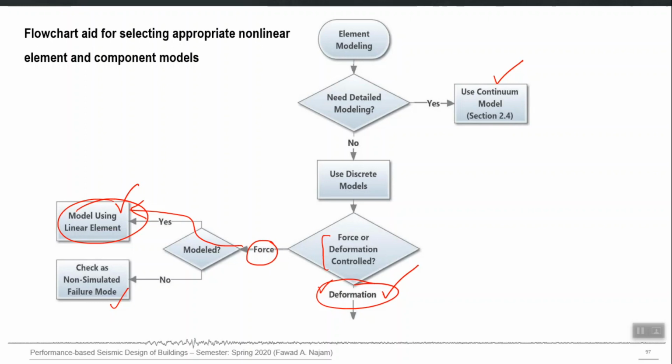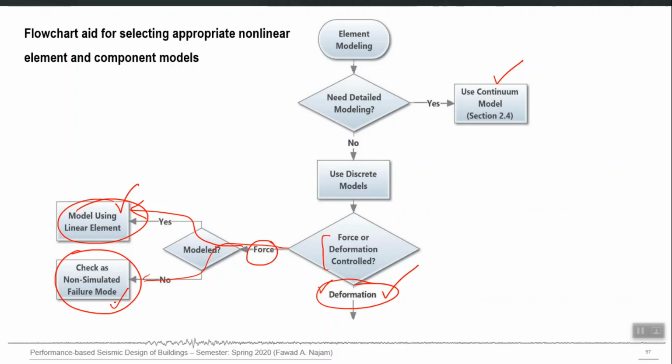The third case is that I assume shear failure to be a force control behavior and I don't model it explicitly using a hinge, right? This is the default case. When you do not take care of shear, this is the line you are taking actually, unless you define a hinge for shear, right? In that case, you have to manually check that non-simulated failure mode.